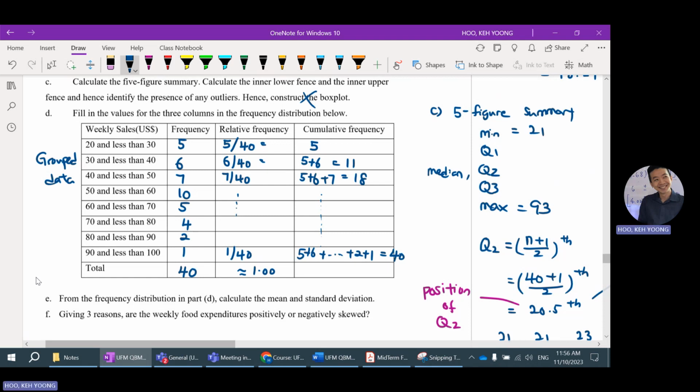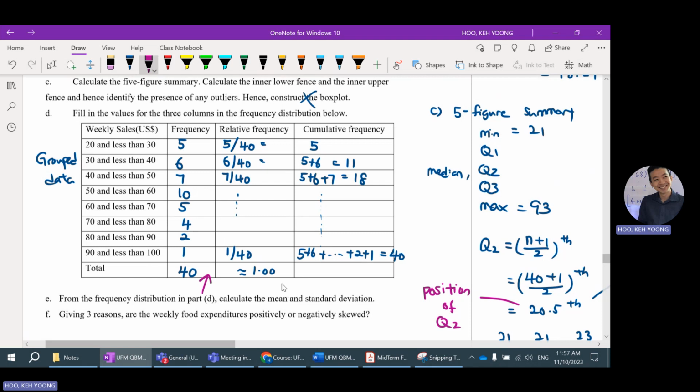Okay, so you will accumulate the frequency from the first class until the current class intervals. Right, any questions? All right, so from the frequency distributions in part D, referring to this table, calculate the mean and standard deviation.